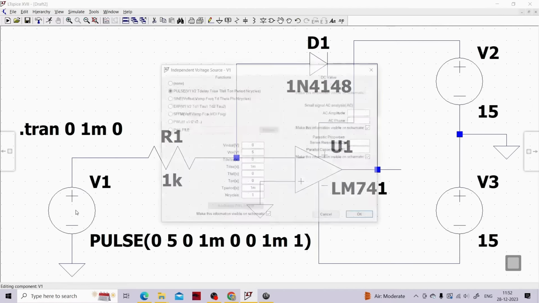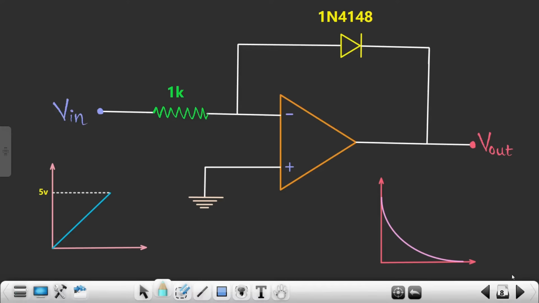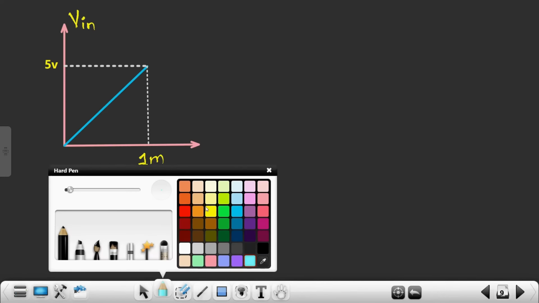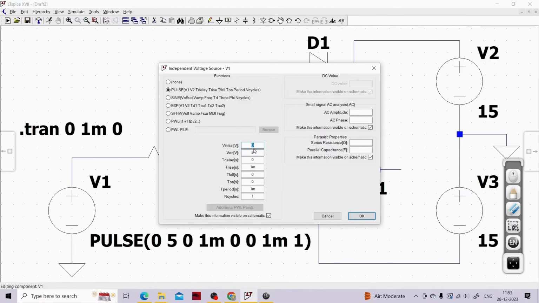Let me just show you the pulse, how exactly you are going to give the pulse waveform, or basically the ramp waveform. You just need to click on the pulse, and these are the settings that you need to focus upon. Obviously my initial voltage should be 0 volts. Let me go onto the blackboard. Yeah, the initial voltage is 0 volts. So this is what is mentioned over here.